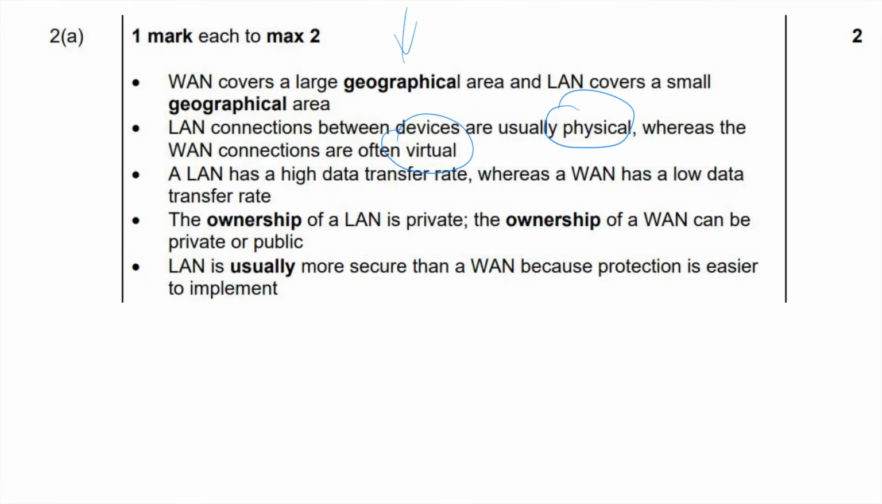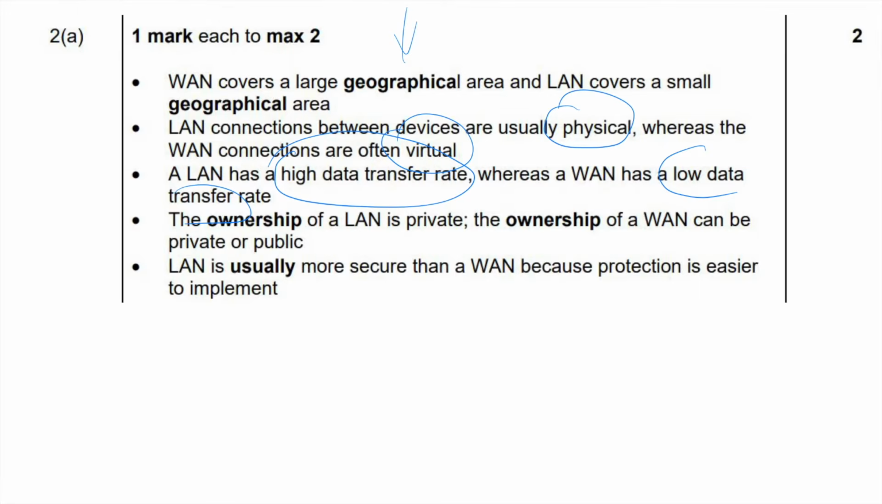But here it does say that a LAN has a high data transfer rate and a WAN has a low data transfer rate, which does tend to make sense, because with the WAN, typically if we're transmitting data over longer distances, it's going to be slower. Things like satellite communication are often slower, and the signal going across a cable is often going to be weaker over longer distances, which means we're going to have a lower data transfer rate.